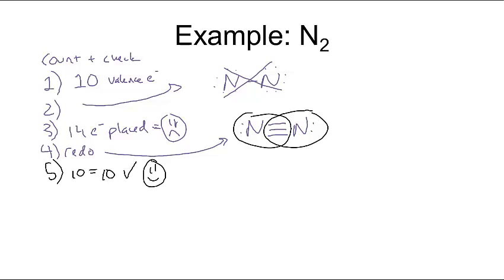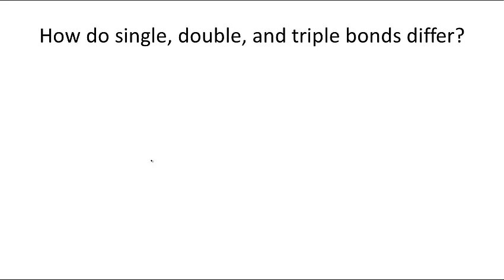All right. So we've now seen double and triple bonds. We've done very simple Lewis structures. Now, how do single, double, and triple bonds differ? Before we delve further into Lewis structures, think of our fundamentals. Specifically, Coulomb's law.